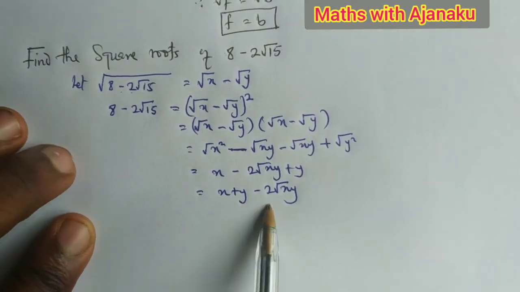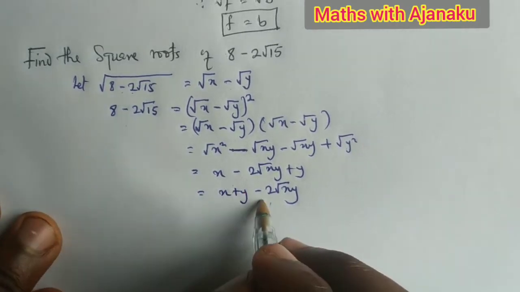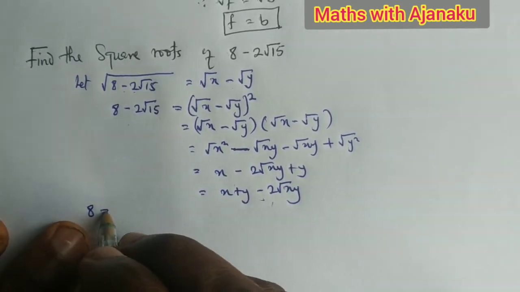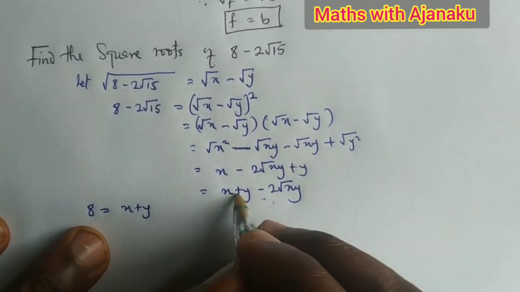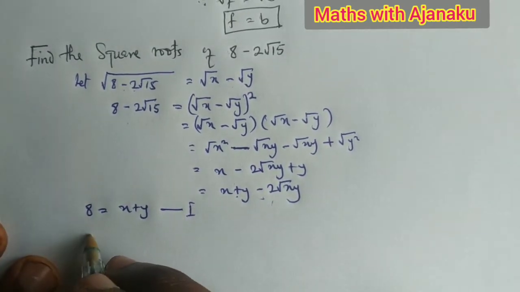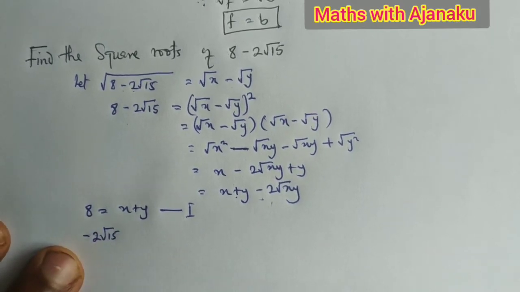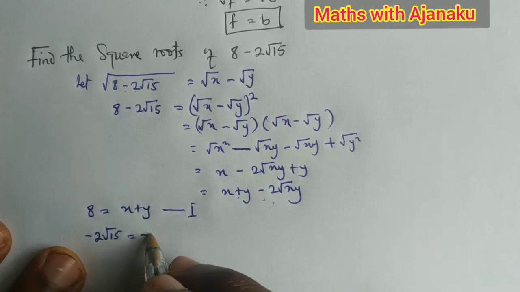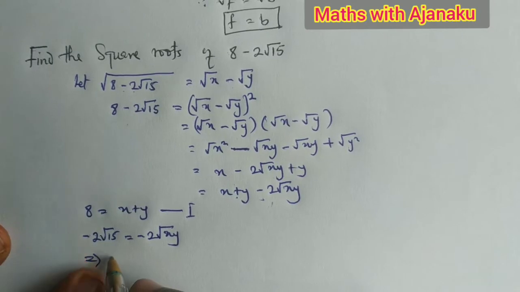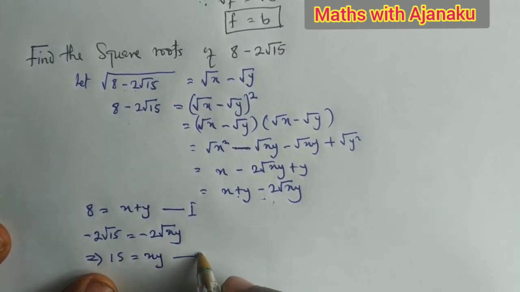Now comparing this and this together, here comes the application. Comparing this and this together, we can easily say the rational part 8 in this case is equal to the rational part x plus y, which is x plus y here, equation 1. Then the irrational part, which is minus 2 root 15, in this case is equal to the irrational part here, minus 2 root xy. So this implies that 15 is equal to xy. This will be equation 2.